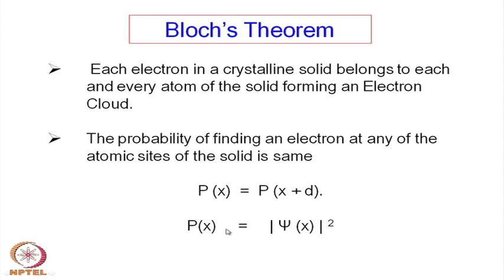And this probability is actually nothing but psi(x) square, which means psi is the Schrodinger's function. So, psi(x) square is actually the probability. So, that psi square is how one can express the distribution of the electron in the periodic lattice.